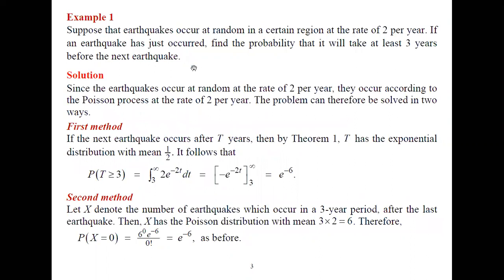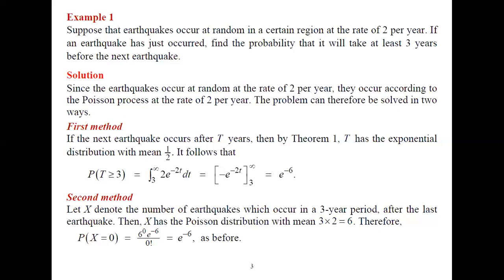Suppose that earthquakes occur at random in a certain region at a rate of 2 per year. If an earthquake has just occurred, find the probability that it will take at least 3 years before the next earthquake. For a Poisson process, you always have to identify your lambda.